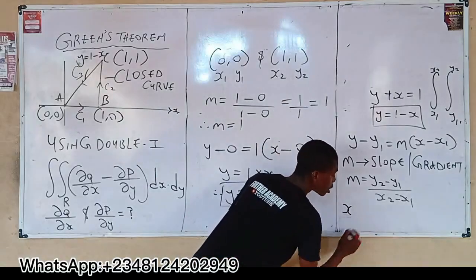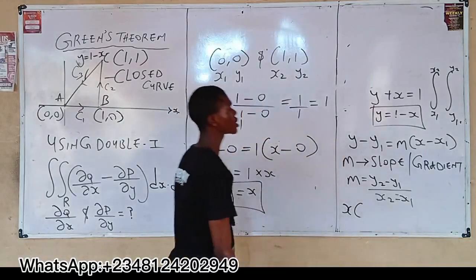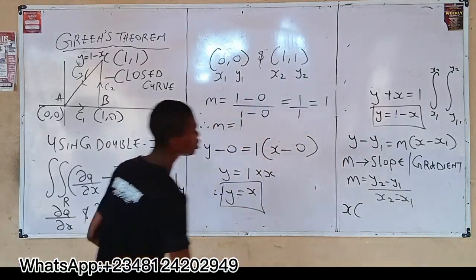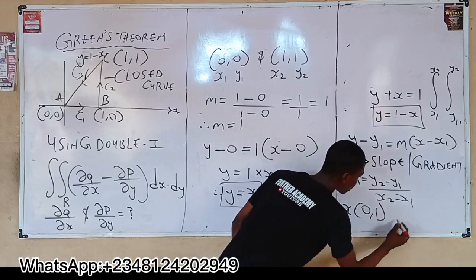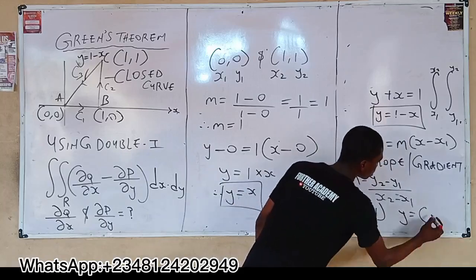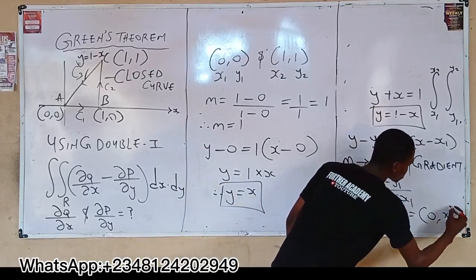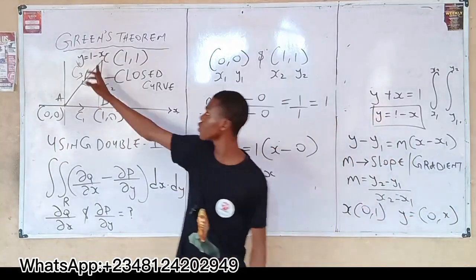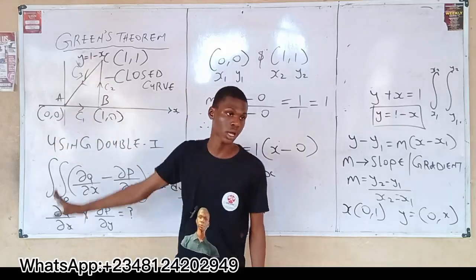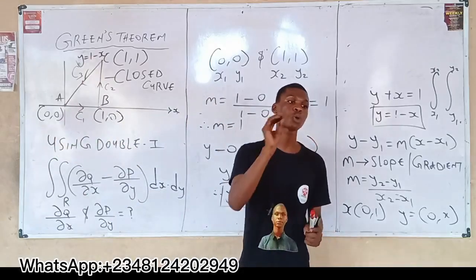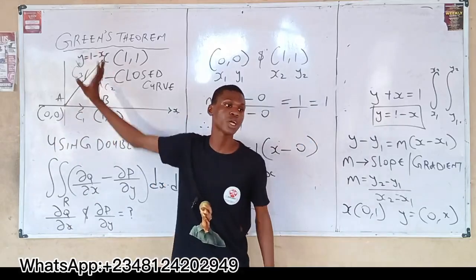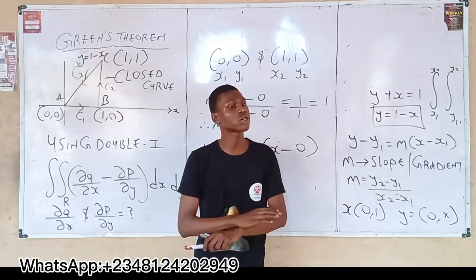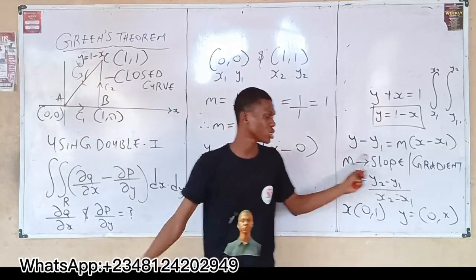For x, what's the limit of x now? 0 to 1. What's the limit of y? 0 to what? X. Any question? You know how we got this x? The equation of this slanted line, this straight line. If it was given, just make y the subject of the formula and substitute, and make use of it in your equation. But if it is not given, you have to solve using this formula.